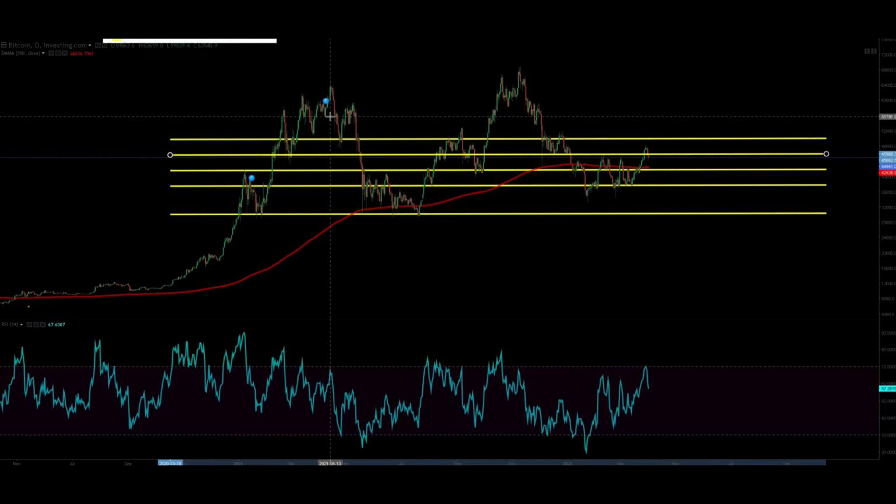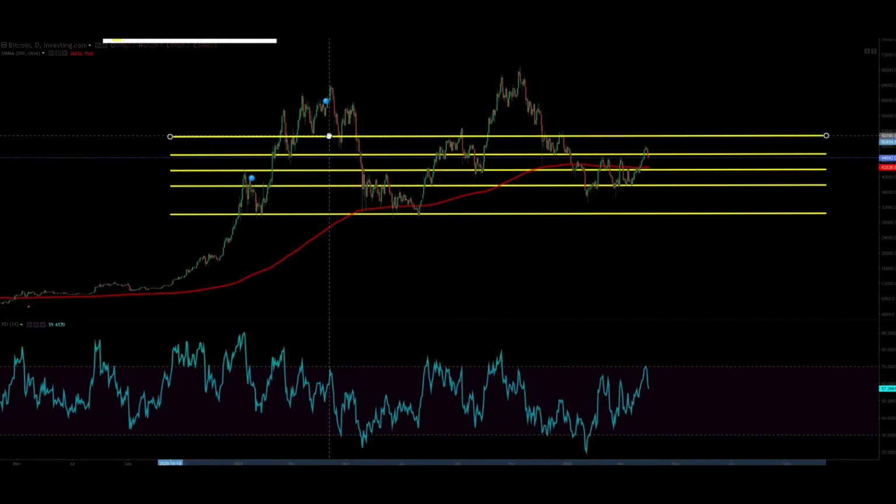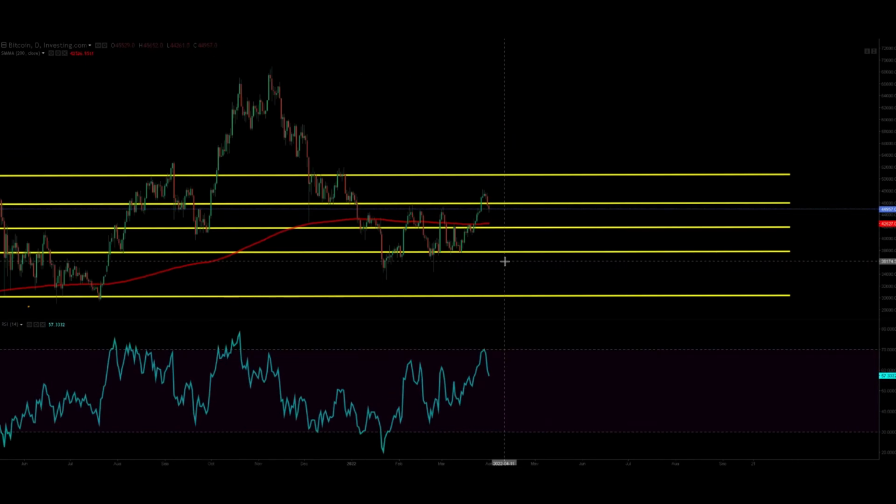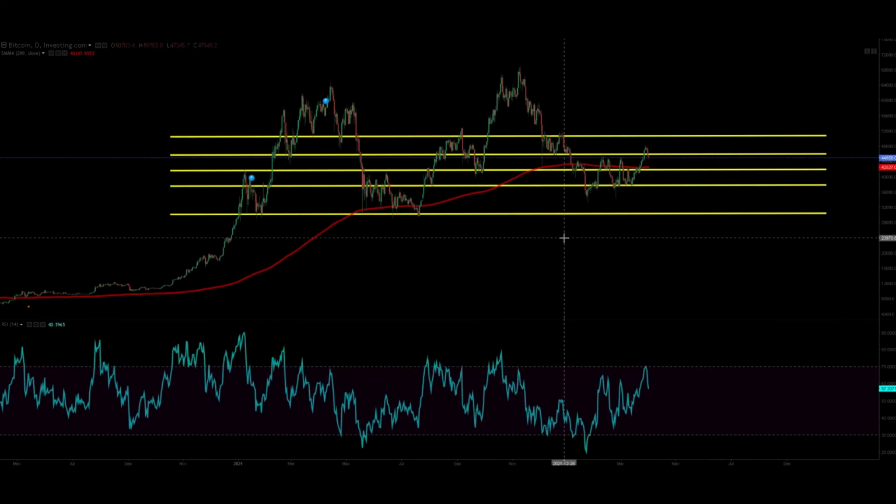Let's put another one. Okay, this looks okay. Let's put it over here. So you get the idea basically of what I'm trying to do. What I generally try to do is, if the price is over here, I will try to put two below the price, two above the price, just to keep it very simple. So this is what I've got right now.